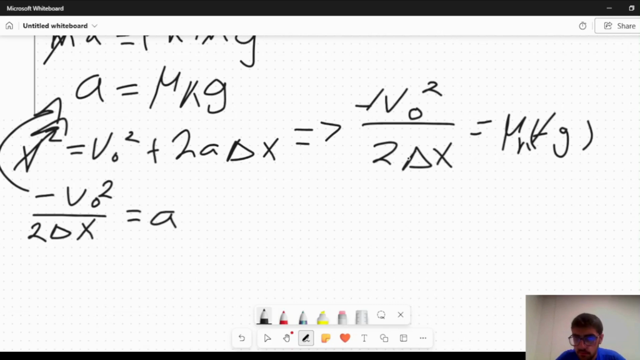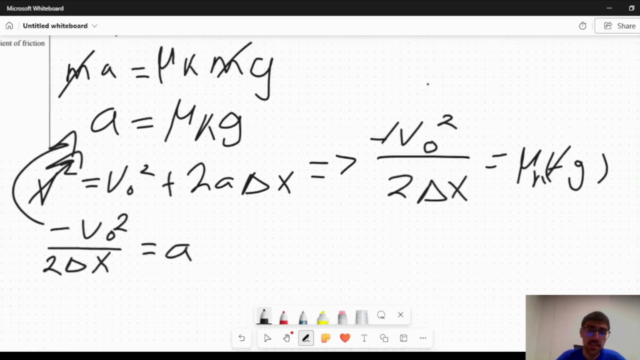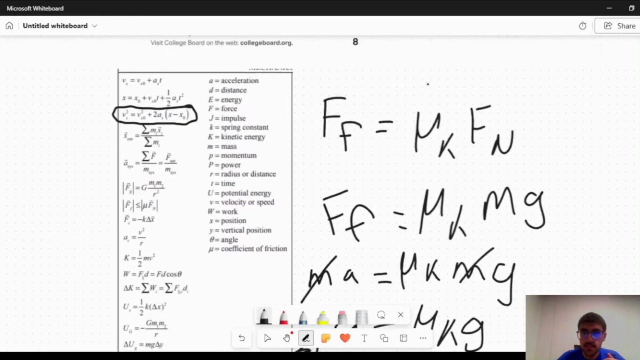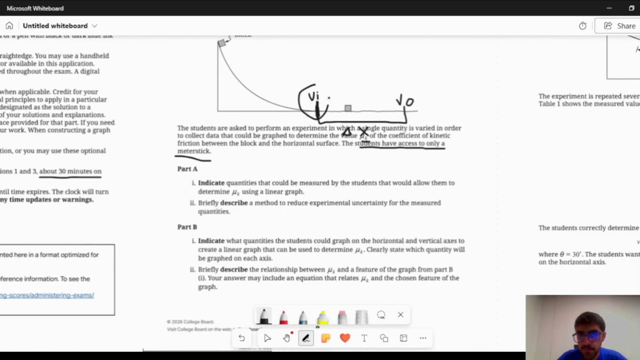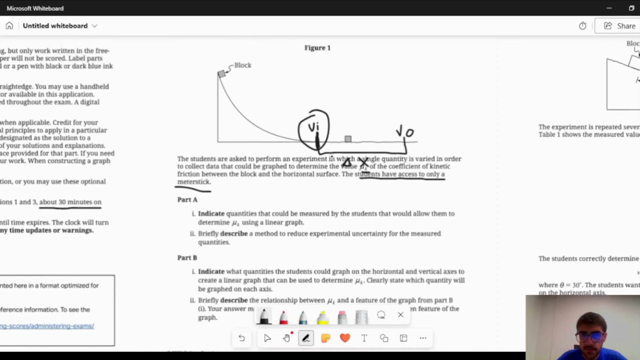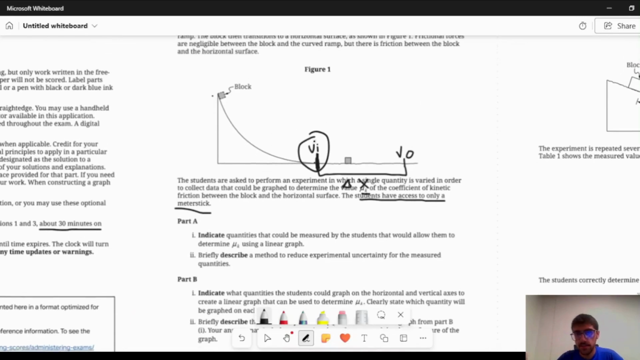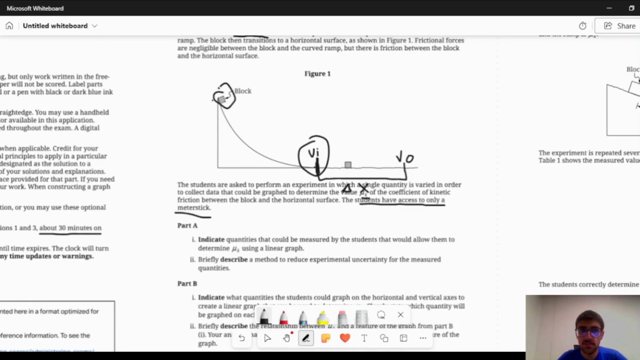So last thing, we have a meter stick, so we can measure delta x. Gravity is a constant. Mu k we're solving for. We still don't have velocity. We can't measure velocity. So how can we relate it using this? The best thing would be, because we need the velocity right here, the conservation of energy. Since we know from here to here there's no friction, that means energy is conserved. At the top, it was released from rest.